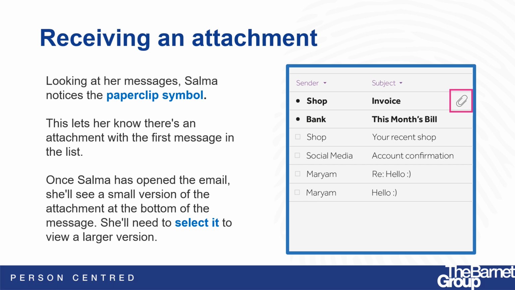Receiving an attachment. Looking at her messages, Salma notices the paperclip symbol. This lets her know there's an attachment with the first message in the list. Once Salma has opened the email, she'll see a small version of the attachment at the bottom of the message. She'll need to select it to view a larger version.